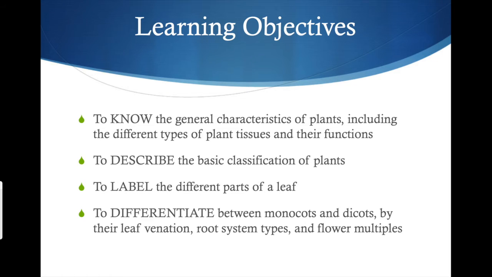All right. So I just want you to look at these learning objectives for chapter 13. First of all is to know the general characteristics of plants, including the different types of plant tissues and their functions. Secondly, to describe the basic classification of plants. Thirdly, to label the different parts of a leaf. And lastly, to differentiate between monocots and dicots by their leaf venation, root system types, and flower multiples. When I say leaf venation, venation is the veins or the way that materials are transported throughout the plant. Okay, so those are our learning objectives, so let's jump in.